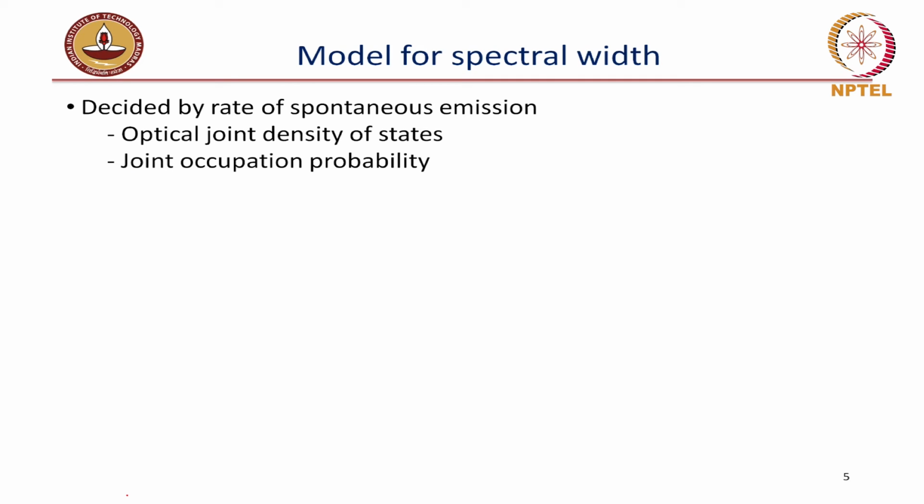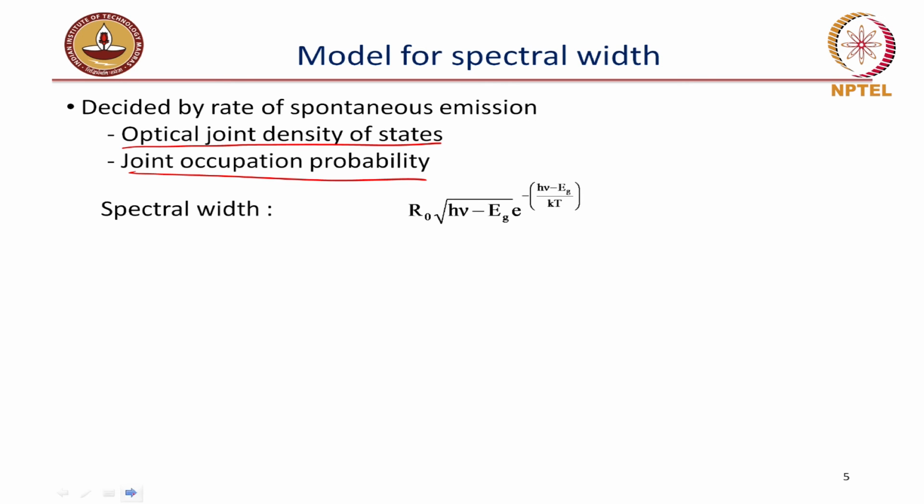To summarize, the spectral width is decided by the rate of spontaneous emission, which, as I said earlier, is decided by the joint density of states and also the joint occupation probability. Without deriving, I will say that the spectral width is proportional to R0, which is a constant, and also proportional to the square root of (h nu minus Eg). When your h nu is smaller than Eg, you obviously cannot have a photon whose energy is smaller than Eg. This is taken care of here, since you take only the positive square root.